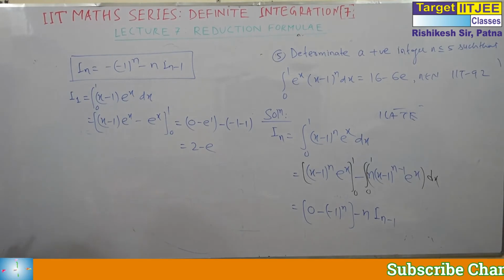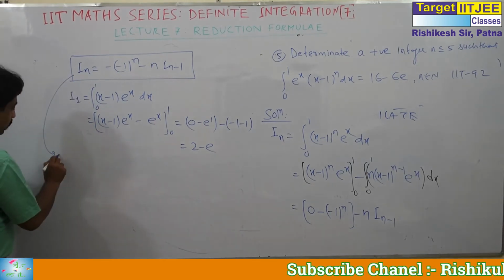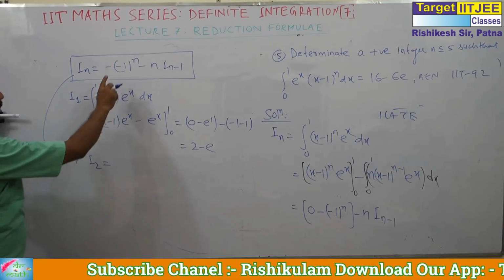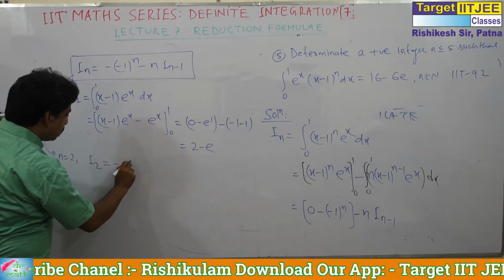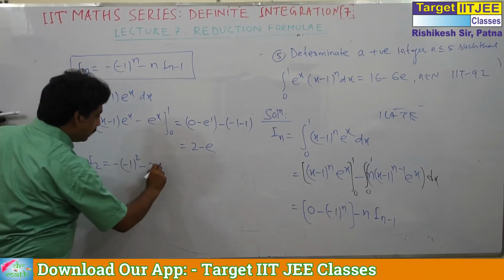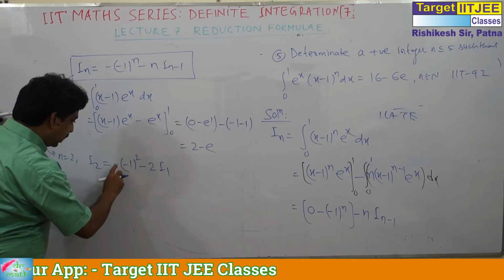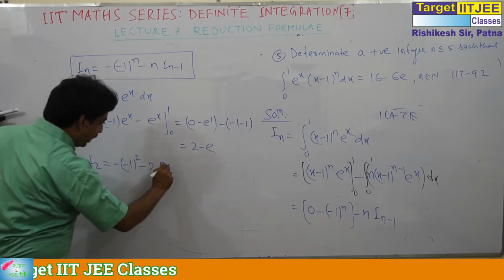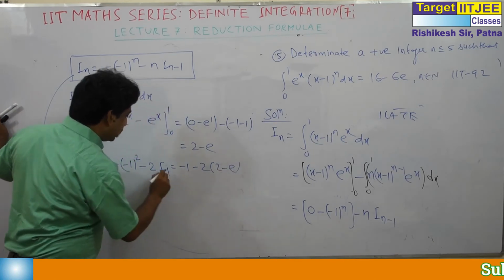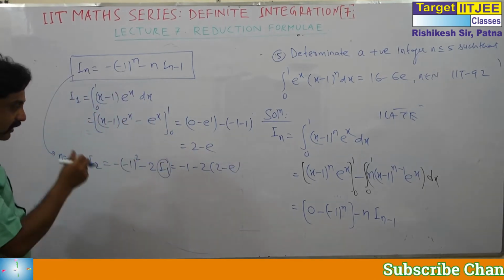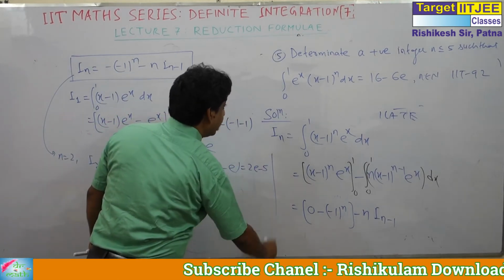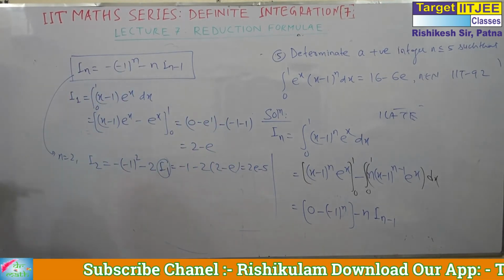How do we find I2? So put here n is equal to 2. I2 is what? This is minus 1 square, means plus 1, minus 2 into I1. This is plus 1, finally minus 1, and this is minus 2, 2 times minus 3. Put the value of I1. Finally what we get? We get this as 2e minus 5.